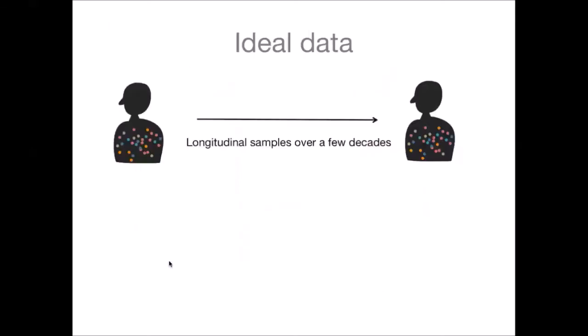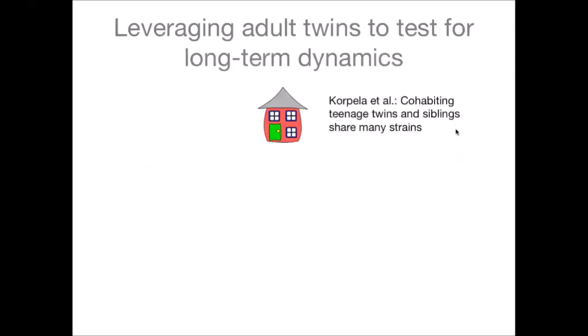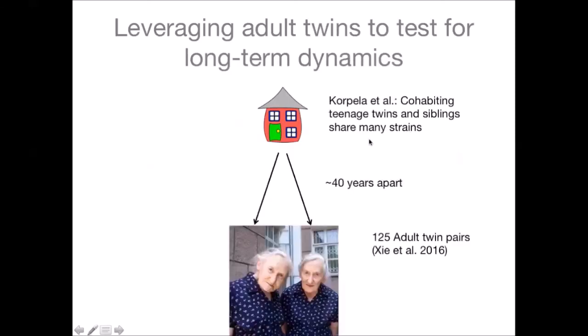So the ideal data for this is to sample longitudinally over a few decades. But as you know, this is very difficult to do. And so instead, what we did was we studied twins. It turns out that there's a study by Corpella et al. that shows that cohabiting teenage twins and siblings share many strains. And we found a data set by Shi et al. in which 125 adult twin pairs had grown up together in the same household and then lived for 40 years apart. And we asked the question of whether adult twins share the same strain.